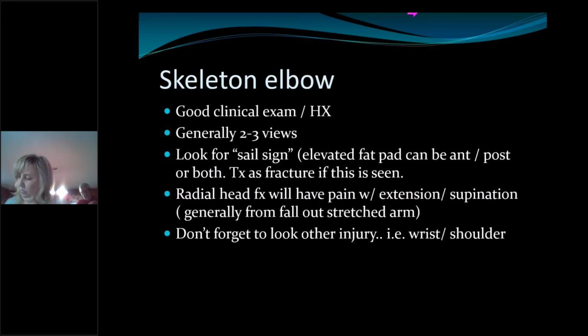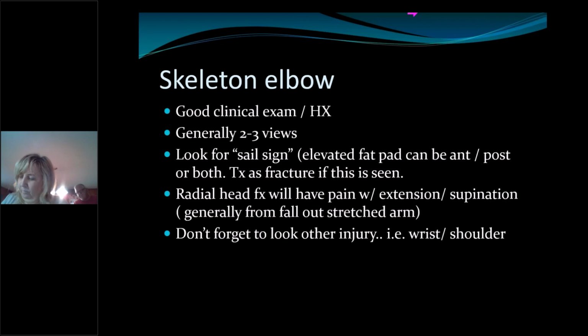So moving on to elbows. Elbows are a little tougher, a little more concerning at times, especially in the younger population. Typically, you want to get 2 to 3 views. Number 3 is probably the clinical pearl here, looking for a thing called a sail sign. And a sail sign is also called an elevated fat pad sign. These can be both anterior as well as posterior.